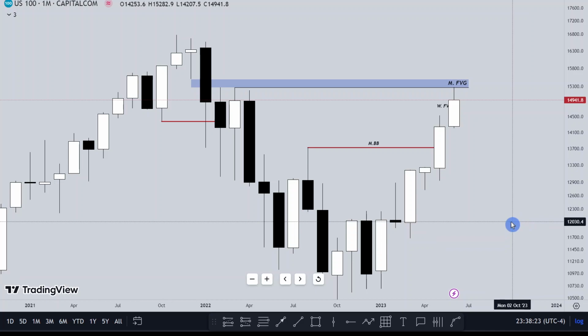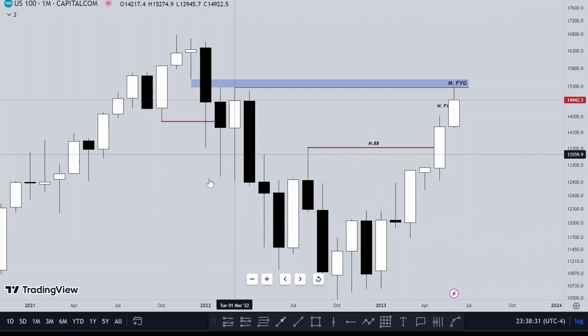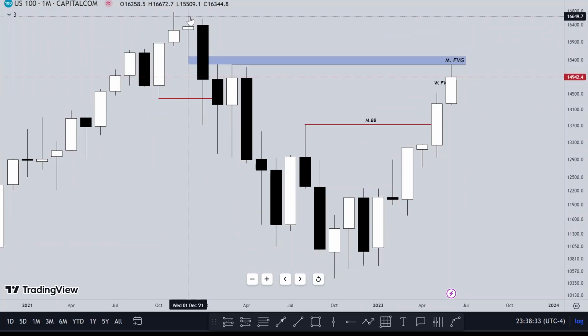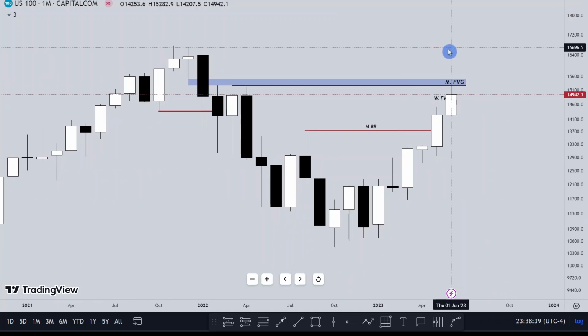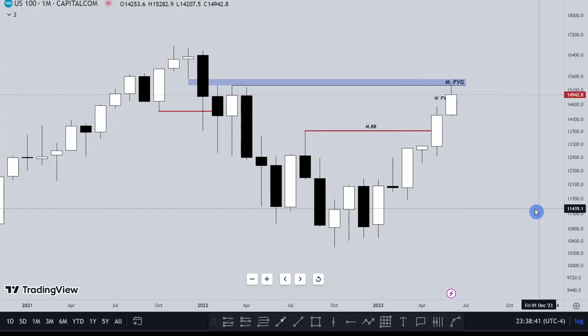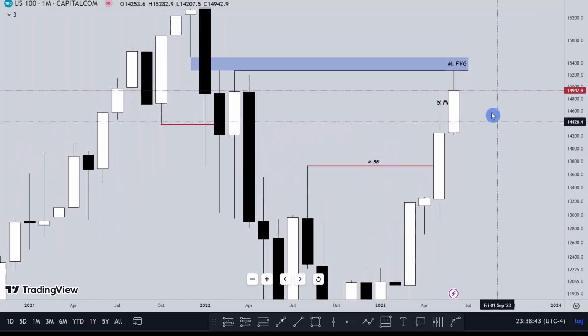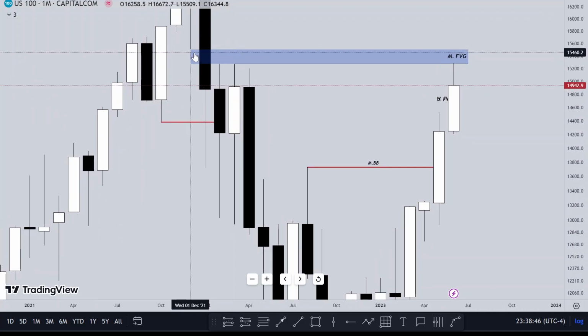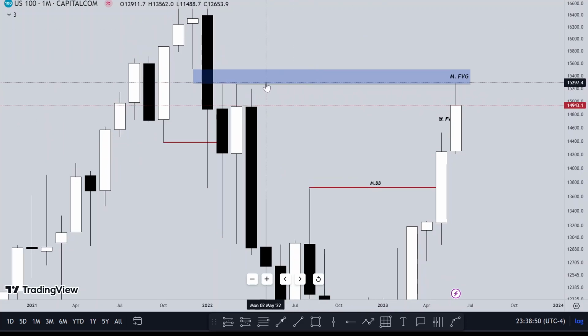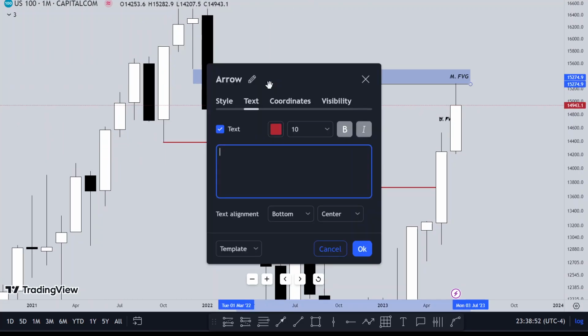Let's continue. So coming into this week, my bias on NAS is bearish. And the reason why I'm bearish is because in regard to this range from this high to this low, price has traded into premium, right? And in premium, price has traded into a fair value gap. So there's a monthly fair value gap. And price has taken buy side liquidity of this short-term high.